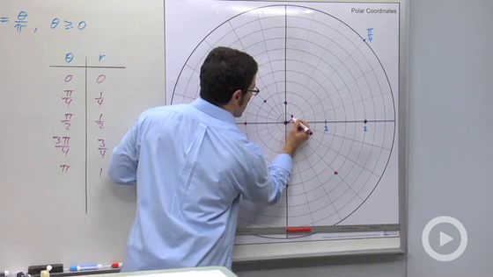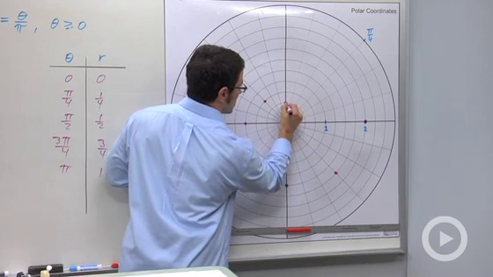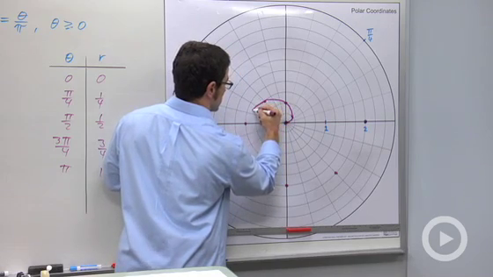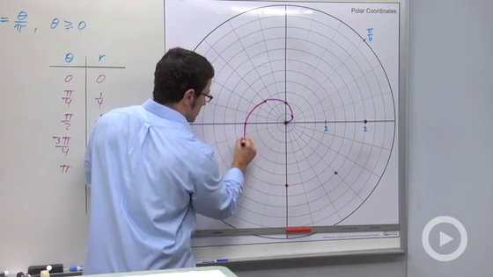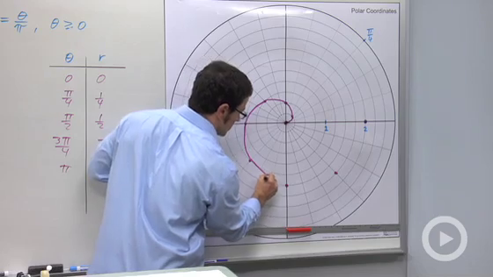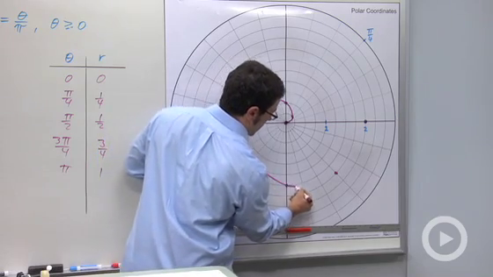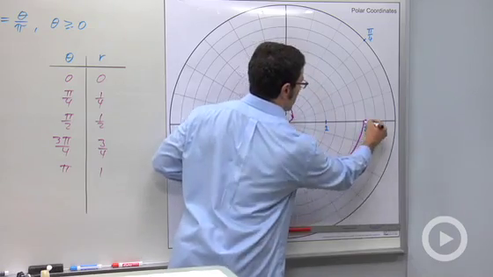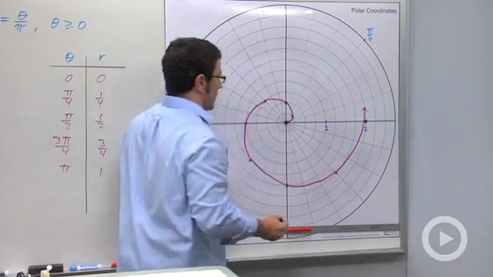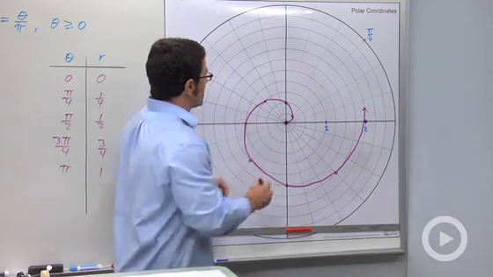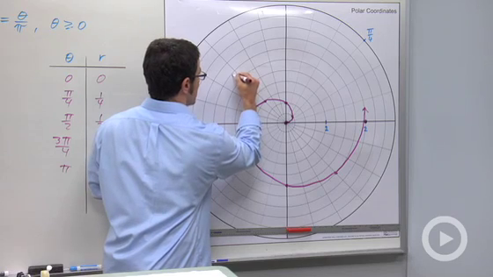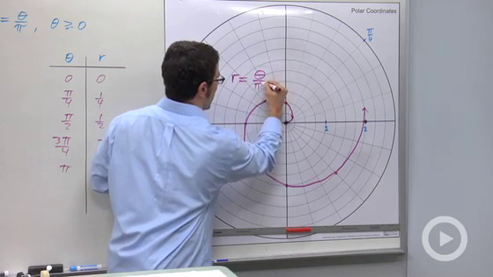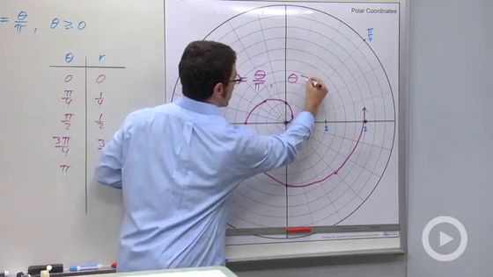It looks kind of like a spiral. And we're just about done. There, and the graph will continue forever, right? So it just spirals around and around. This is the graph of the equation r equals theta over pi for theta greater than or equal to 0.